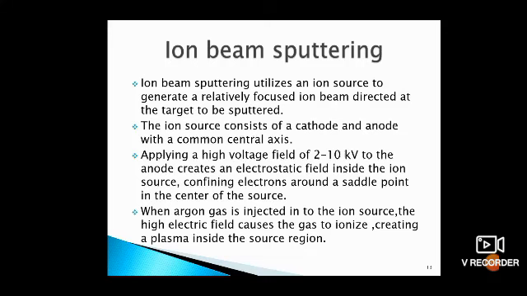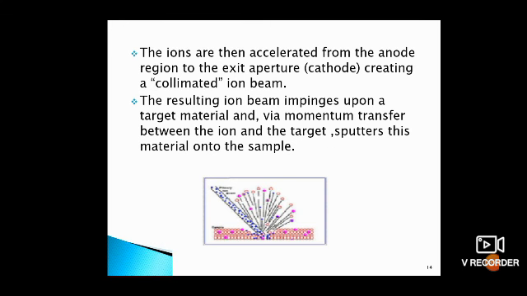The ions are then accelerated from the anode region to the exit aperture cathode, creating a collimated ion beam. The resulting ion beam impinges upon a target material, and via momentum transfer between the ion and the target, sputters this material onto the sample.